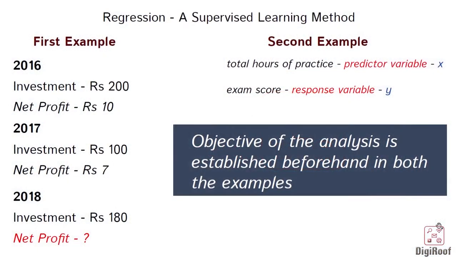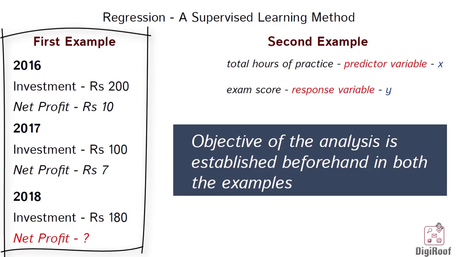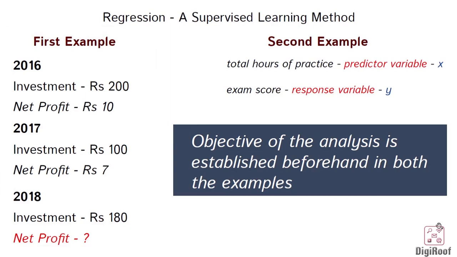In the last video, we understood the difference between linear and non-linear methods. This video will start by understanding why regression is called a supervised learning method. Supervised learning method means that what we want to achieve from analyzing the data is clear from the very beginning. In the first example, we analyzed the data for the past years to estimate the profits for the coming years. Here the objective behind analyzing the data was to estimate the profits.